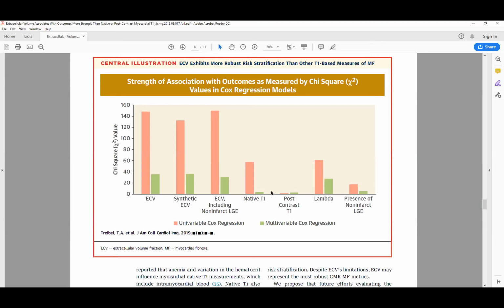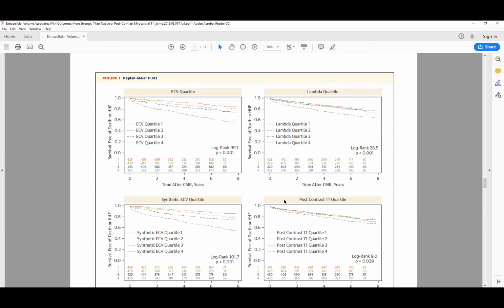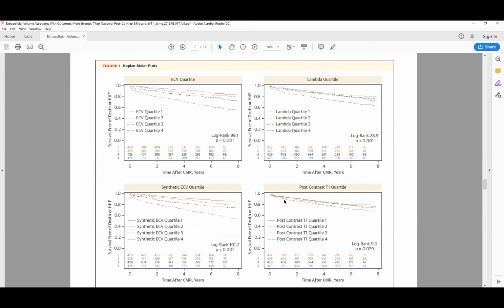And the Kaplan-Meier curves, which are essentially partitioning out continuous variables to different categories. The editors wanted us to use quartiles. I don't like quartiles so much. I think it's easier, when we think about ejection fraction, we think about how far off normal we are, and quartiles don't really capture that information. Anyway, the data looks pretty good for ECV, a pretty good risk stratification.